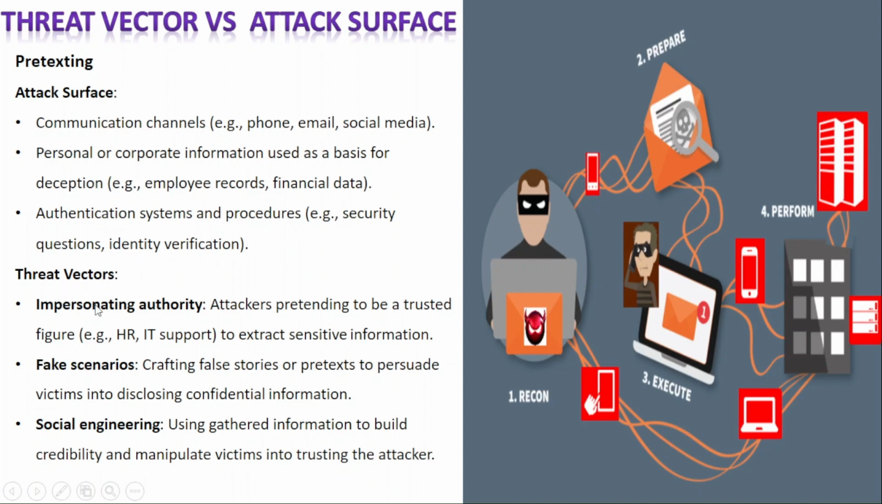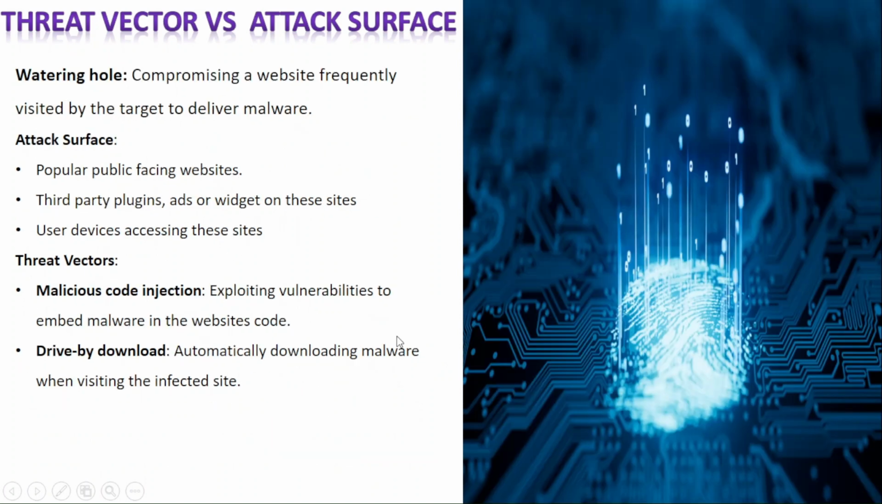And threat vectors include impersonating authority, attackers pretending to be a trusted figure, for example, HR or IT support, to extract sensitive information; fake scenarios, crafting false stories or pretexts to persuade victims into disclosing confidential information; and social engineering attacks such as using gathered information to build credibility and manipulate victims into trusting the attacker.